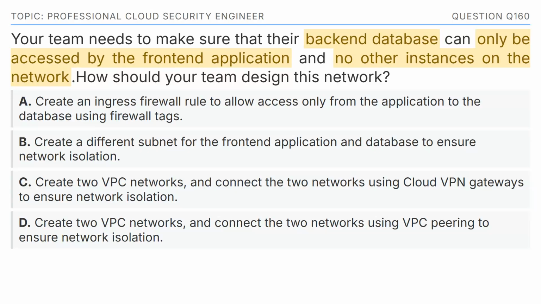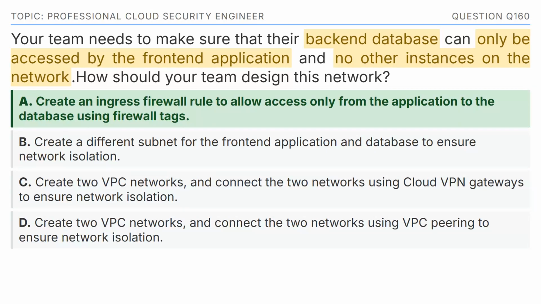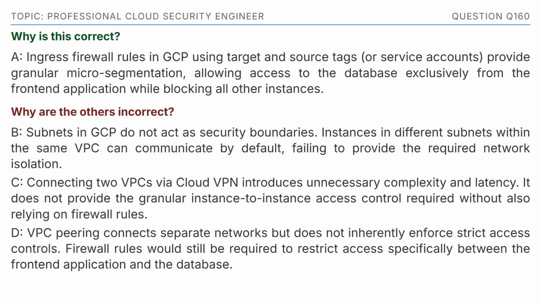To arrive at the correct answer, we focus on the keywords: backend database, only be accessed by the front-end application, no other instances on the network. The correct answer is option A. Create an ingress firewall rule to allow access only from the application to the database using firewall tags. Why is this correct? A. Ingress firewall rules in GCP using target and source tags, or service accounts, provide granular microsegmentation, allowing access to the database exclusively from the front-end application while blocking all other instances.